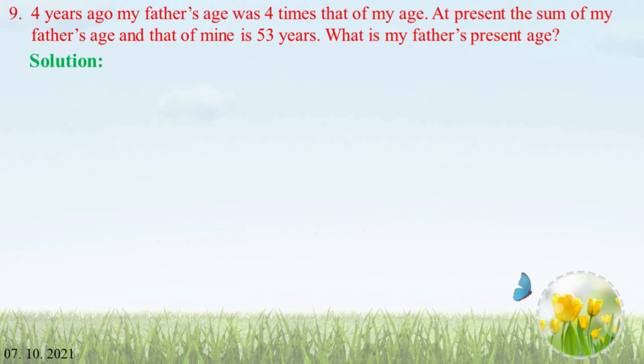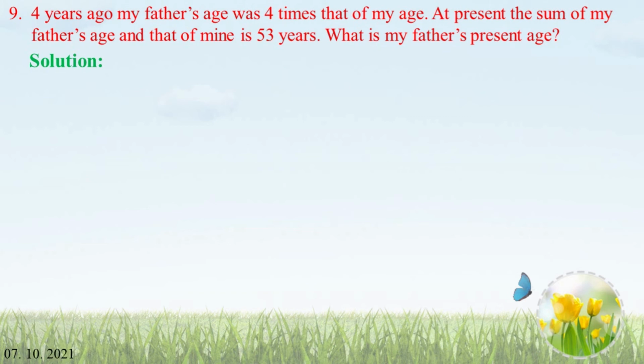Dear children, first you should read the question several times and identify the keywords and phrases. What is given in the question? Yes, 4 years ago my father's age was 4 times that of my age. At present, the sum of my father's age and that of mine is 53. What is to be determined? To find father's present age.